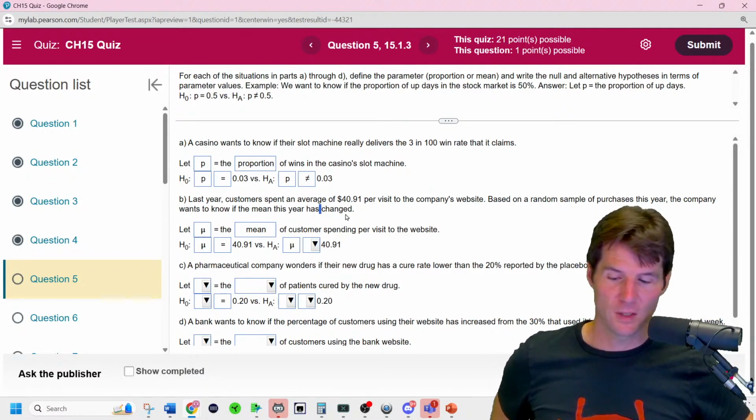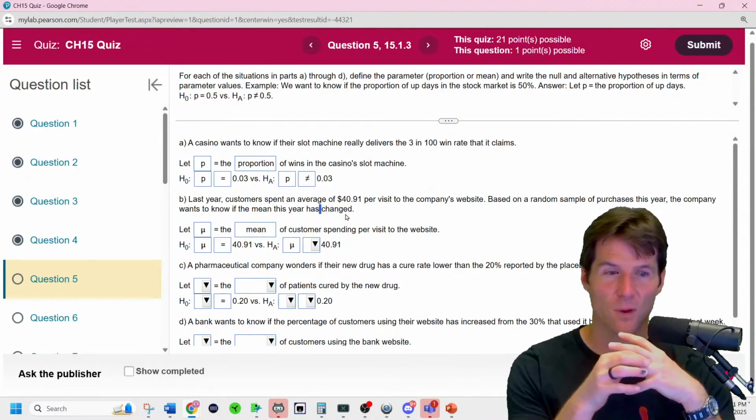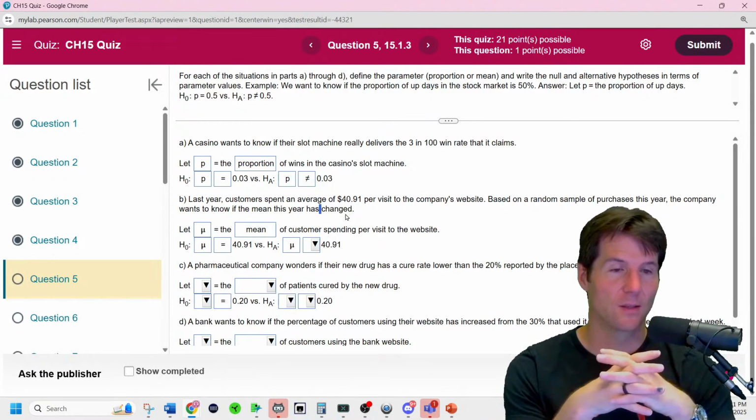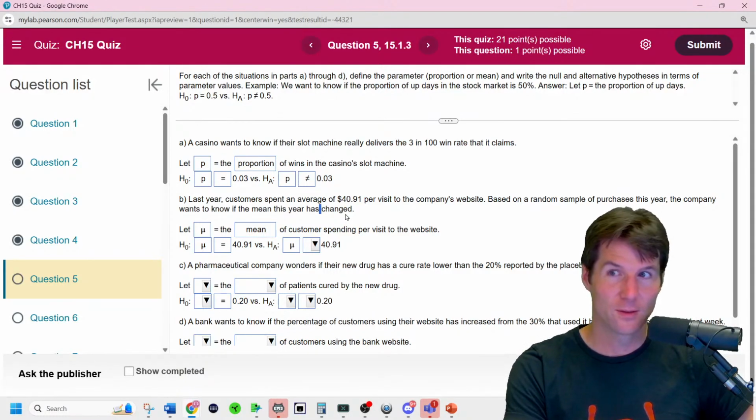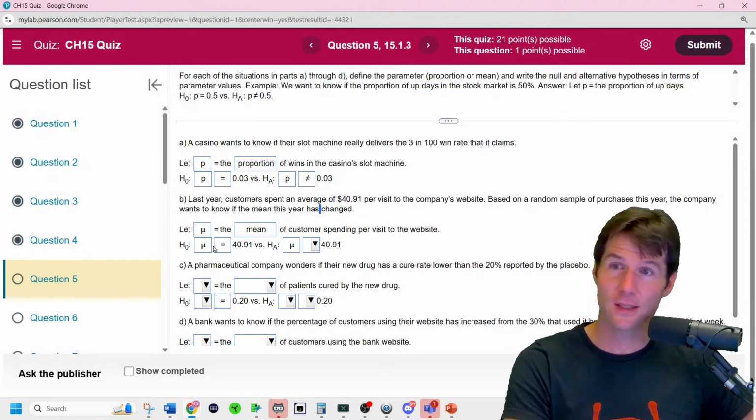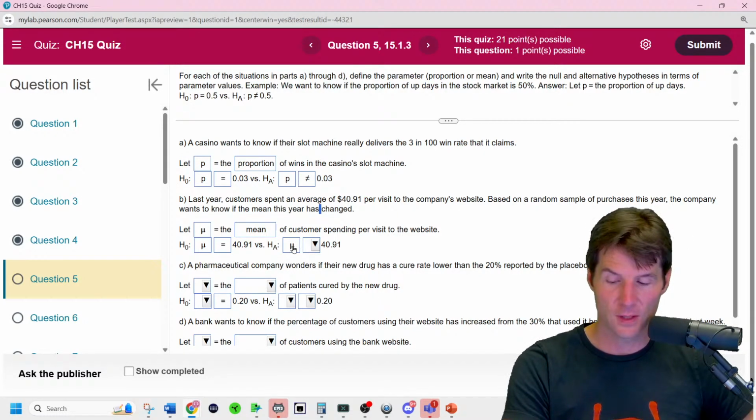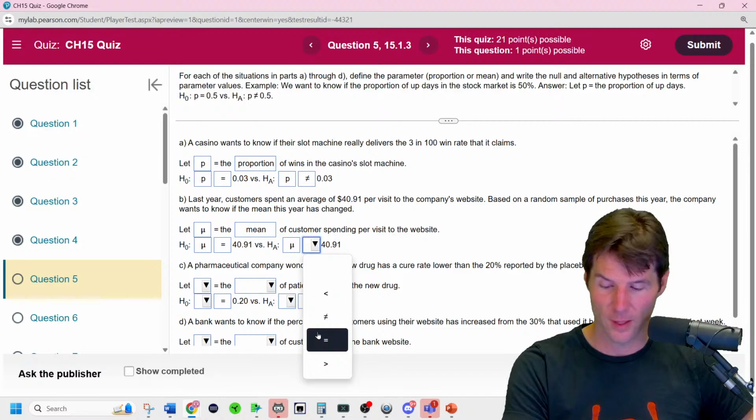What do I put for has it changed? For has it changed, I should put in the what sign? So they're wondering, has it changed from the amount it was? So the null is that it is that amount. The alternative is that the true mean is not equal to that amount.